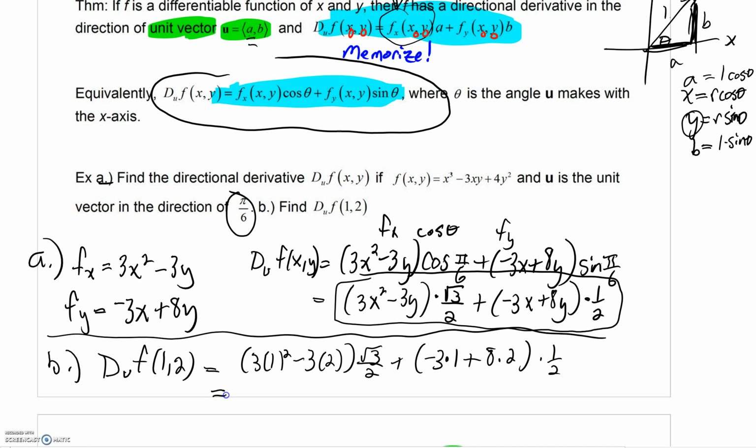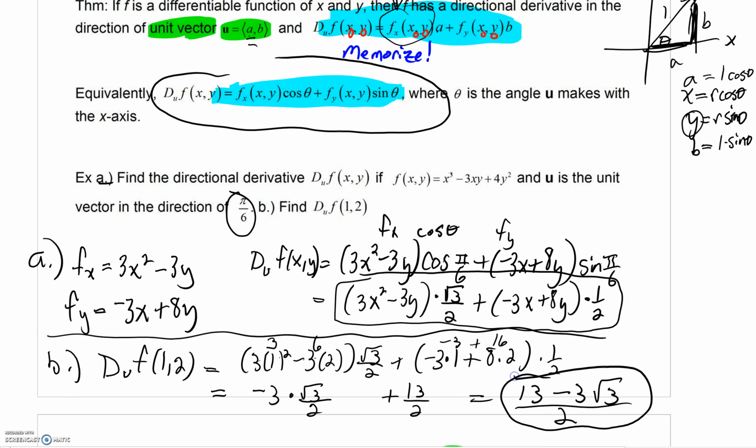So let's just clean this up real quick. Inside here, 3 times 1 is just a 3. 3 times 2 is 6, so 3 minus 6, you get negative 3. So that's negative 3 times root 3 over 2. Inside here, you've got negative 3 plus 16. Well, negative 3 plus 16 is 13, and then we could have 13 all over 2. Getting a common denominator is pretty easy because we have a common denominator of 2.